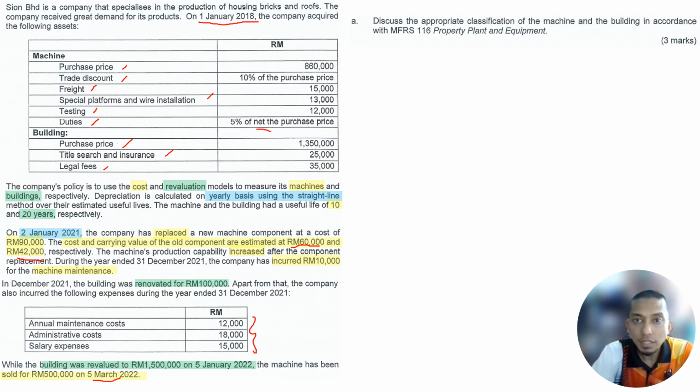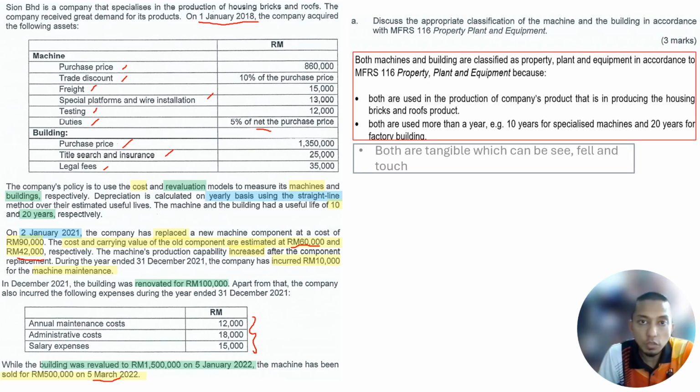Discuss the appropriate classification of the machine and building in accordance with MFRS 116 property, plant and equipment. So now we see the question asks you to discuss. So this one is just a discussion without calculation. There are three parts of PPE, MFRS 116. You can see, in accordance with MFRS 116, it must be used for more than 1 year or more than one accounting period, and it must be tangible. So these three criteria are needed to be capitalized and recognized as PPE.